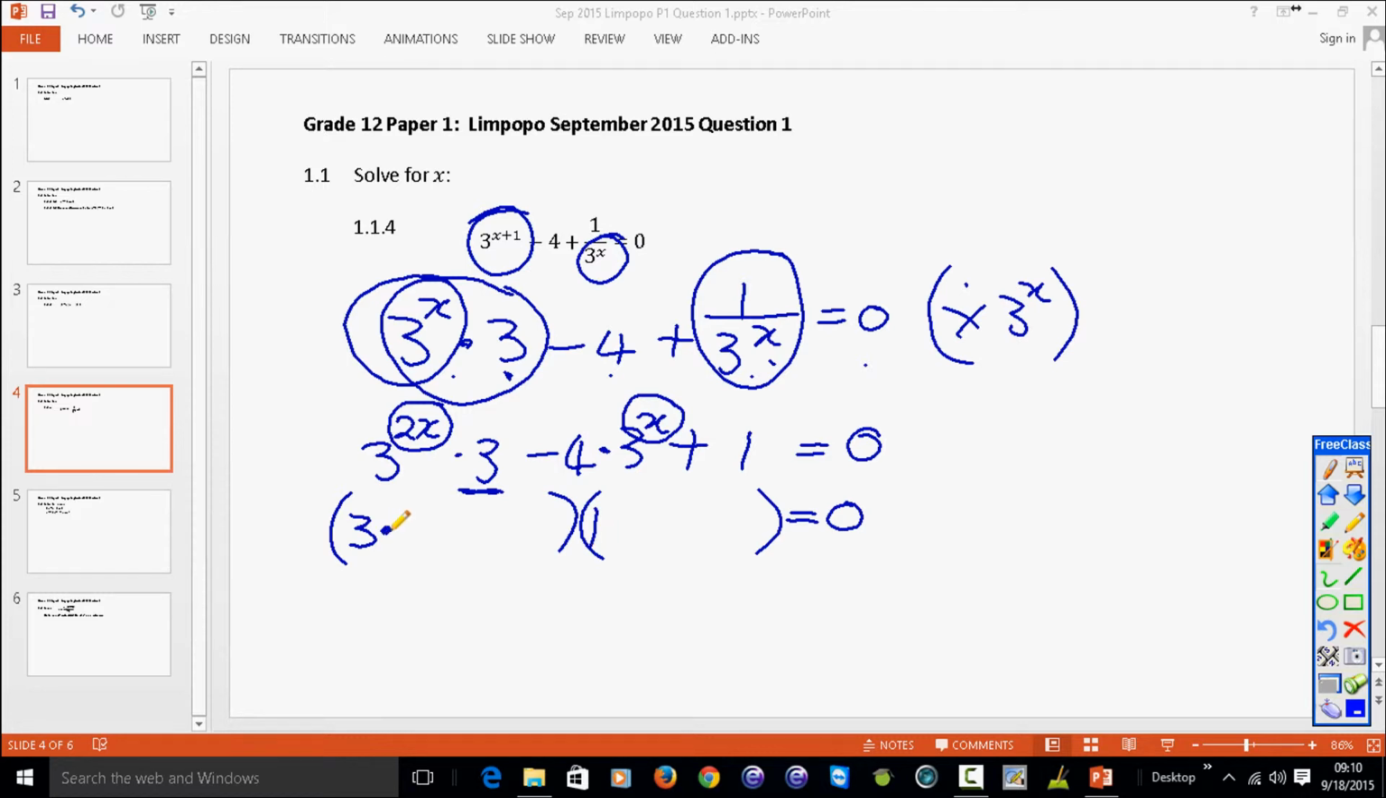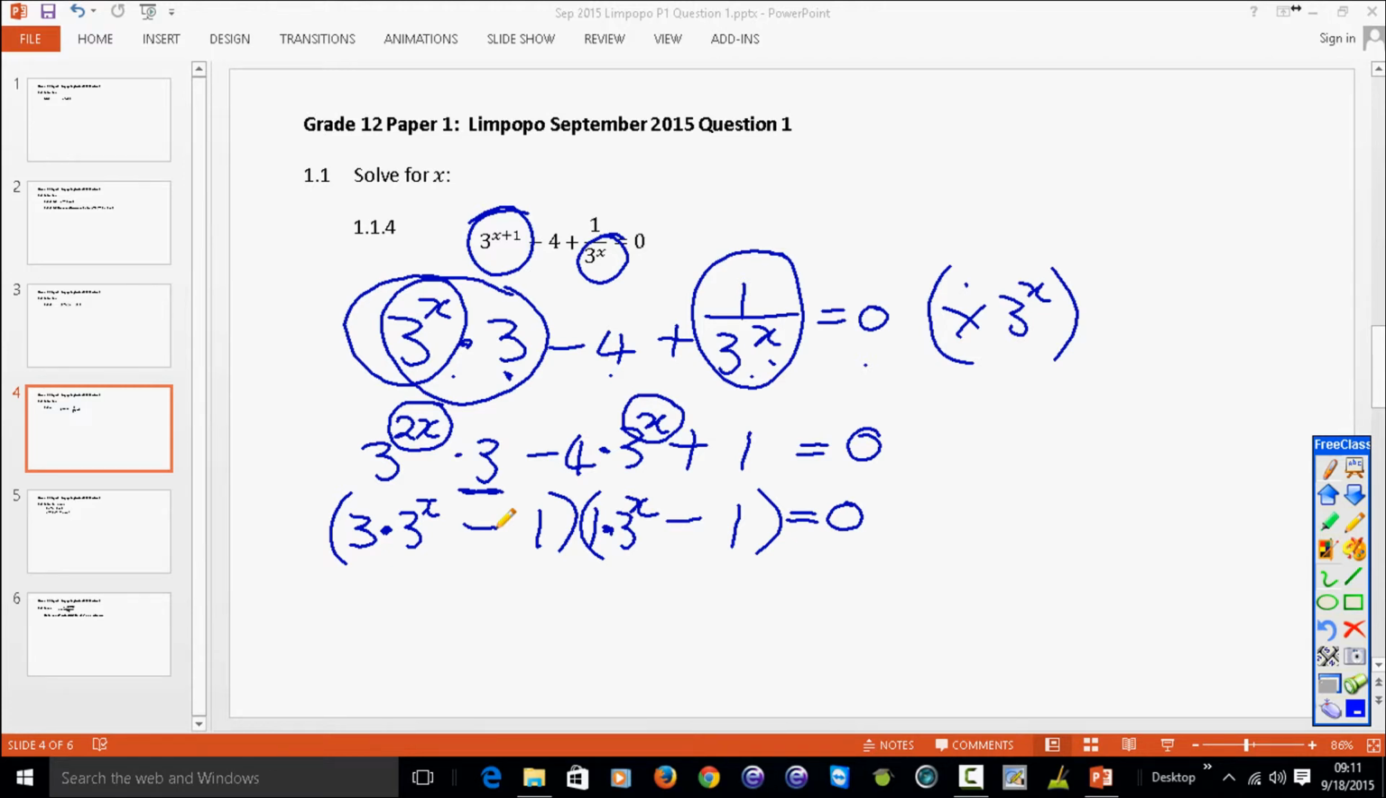But what is our variable? If this was x squared, it would have been x times x. But now it's 3 to the power 2x. So you get the square root of 3 to the power 2x, which is 3 to the power x, like the square root of x squared is x. And this is 3 to the power of x on this side. Now the factors of plus 1 is very simple. It's 1 times 1. But it's plus 1, and the middle term is negative. So we have to compensate for that, and it becomes minus 1 times minus 1.